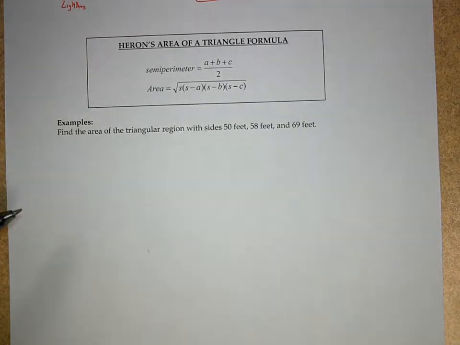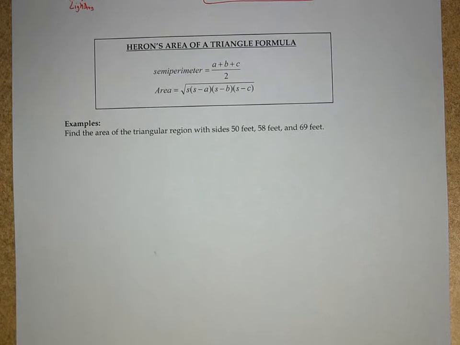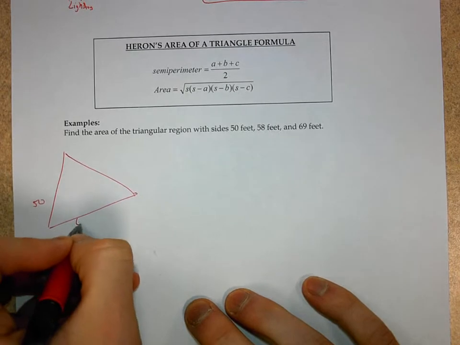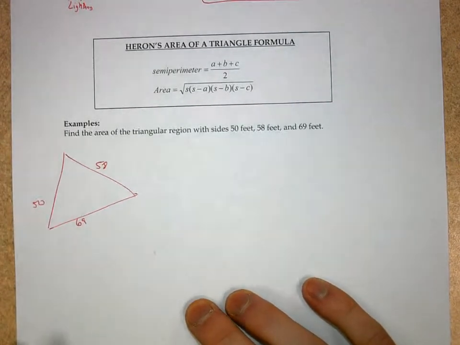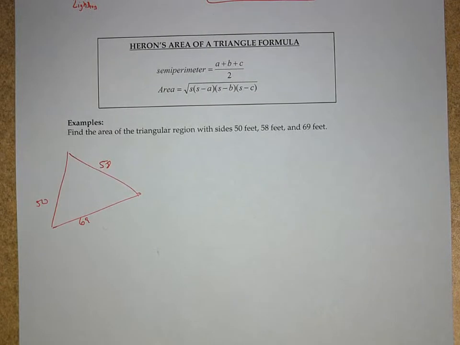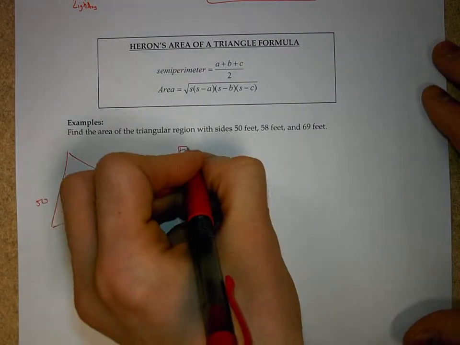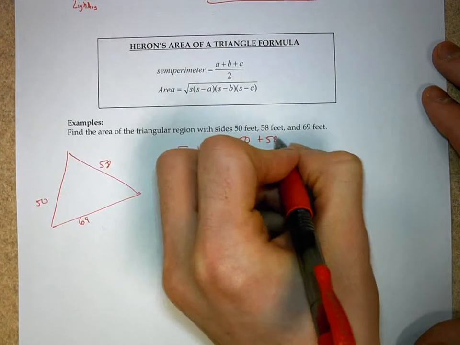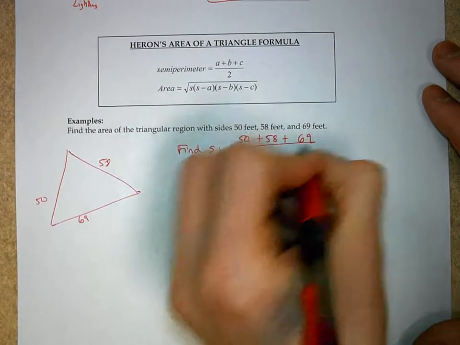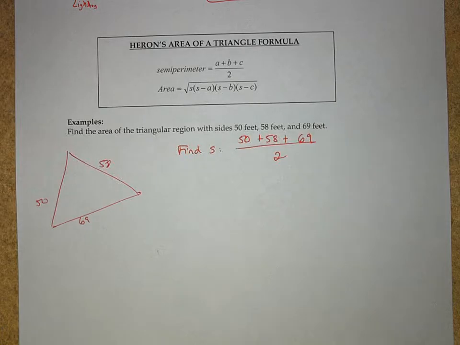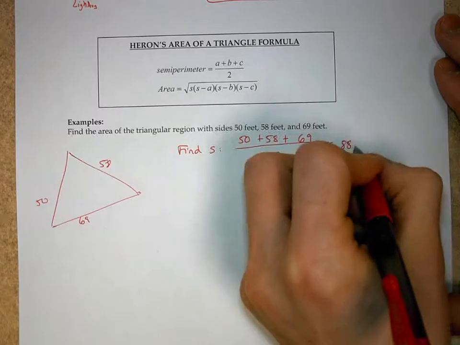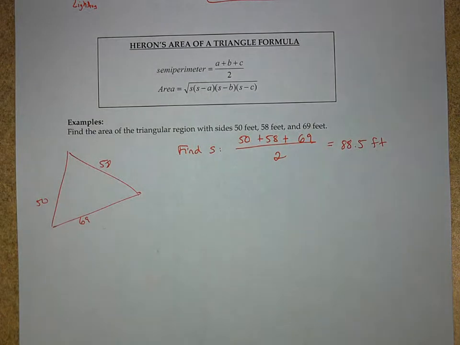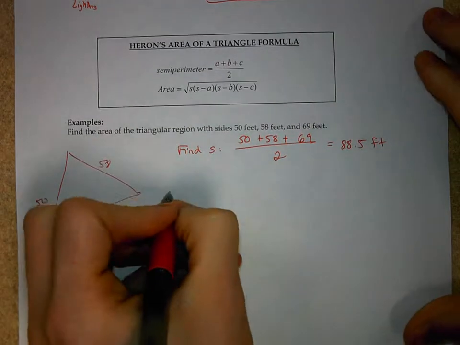So find the area of the triangular region with sides 50, 58, and 69 feet. So basically I've got this triangle here, 50, 69, 58, and I want to find the area of it. So the first thing I'm going to do is find S. And S is going to be my semi-perimeter. 50 plus 58 plus 69 divided by 2. And I get that to come out at 88.5 feet. So my semi-perimeter, or my S value, is 88.5.